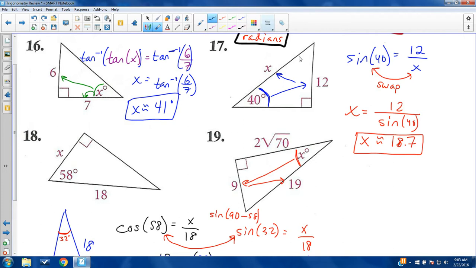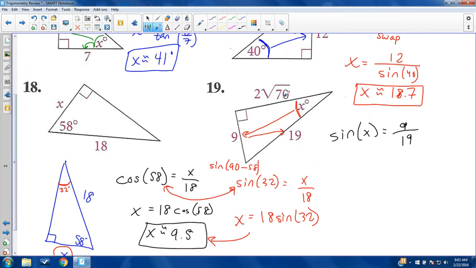Let's take the sine of x, and we will get 9 over 19. Now keep in mind, I could have taken cosine of x, then I'd be using 2 root 70 over 19, or tangent of x and get 9 over 2 root 70. All of them should give you the same x value. This one avoids using 2 root 70 altogether, which for me I guess is better.